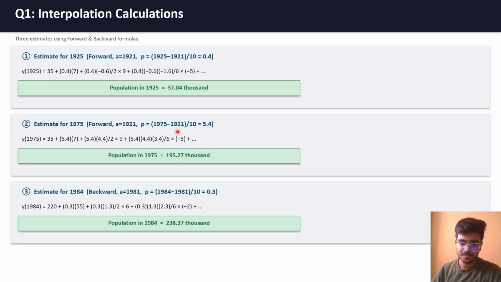equals 5.4. Notice that P is 5.4, which is greater than 1. This is allowed in Newton's formula. It simply means we are interpolating further along the table. So by substituting P equals 5.4 into the formula with the same top row coefficients, our y of 1975 is equal to 35 plus 5.4 times 7 plus 5.4 times 4.4 divided by 2 into 9, and so on.